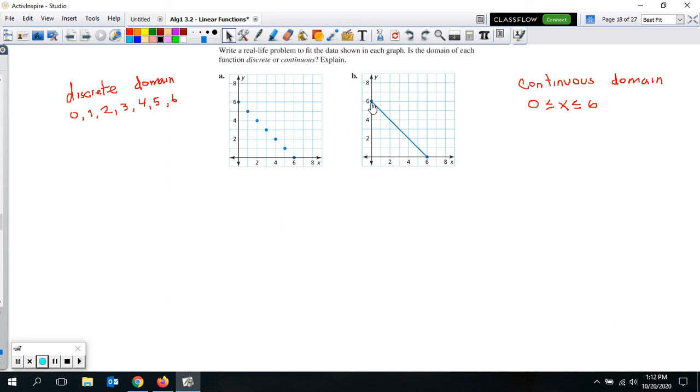Now we could talk about a range as well. We talked about ranges before. That's the y values here. We could say the same exact range, 0 to 6. We would just change the x to a y when we're talking about range. But on this lesson, it's just asking us about domain.